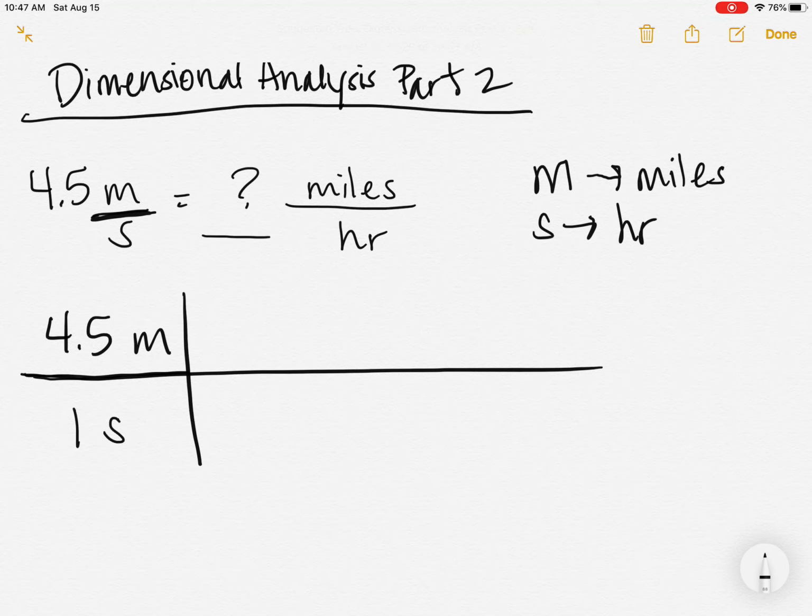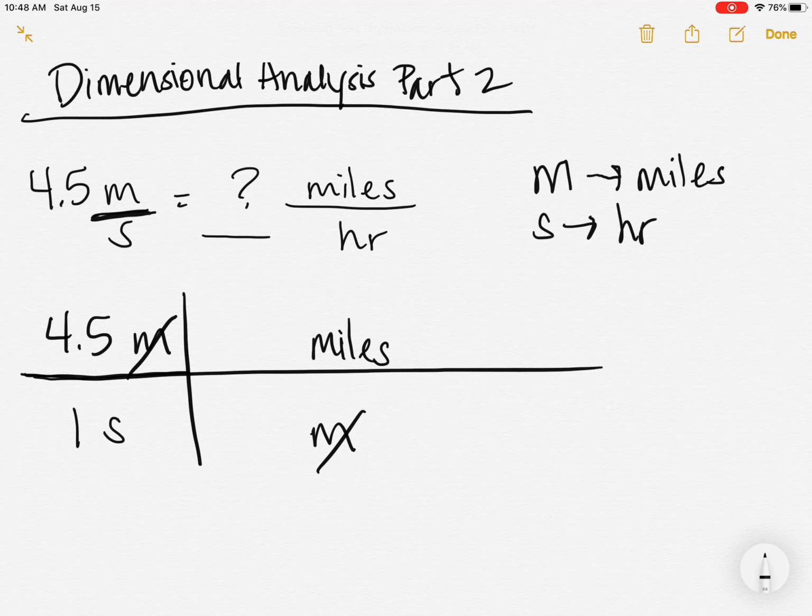I'm just going to pick one to start with. It doesn't matter which one you pick. So let's start with the meters and the miles. I'm just going to ignore the fact that this second is there. It's not going to go away, I'm just going to ignore it. So I want to change my meters into miles. My meters can cancel, and I would be left with miles. Remember, I'm just ignoring the second.